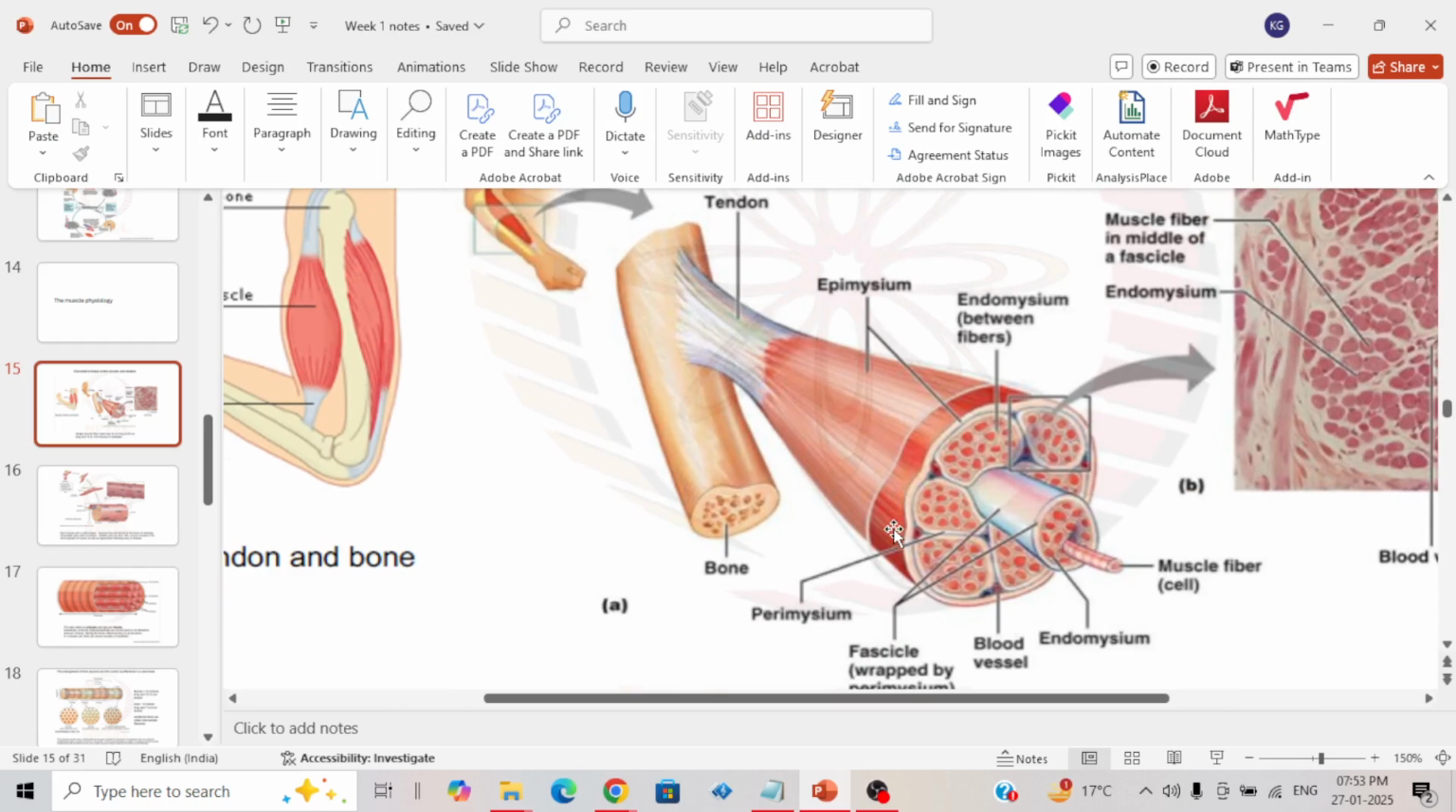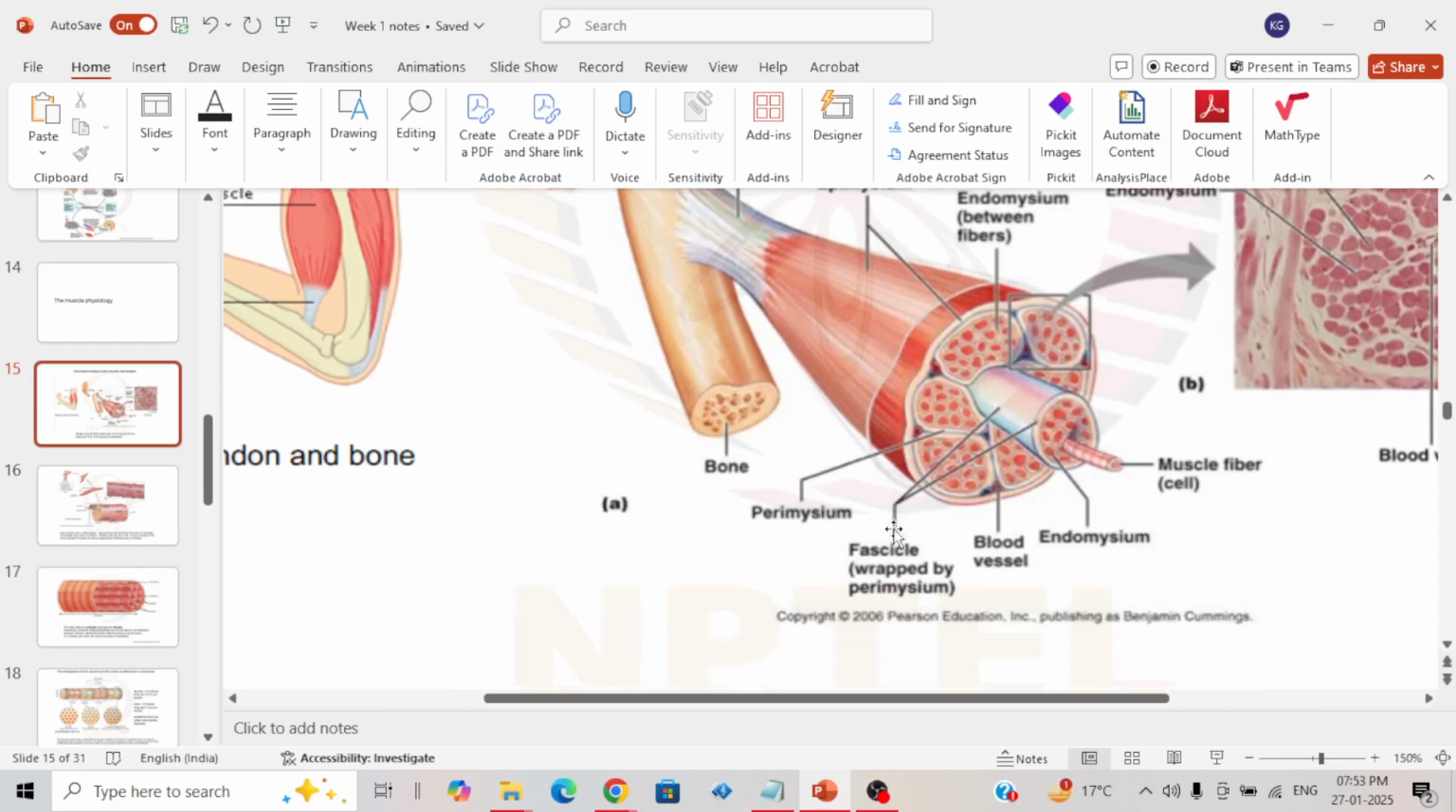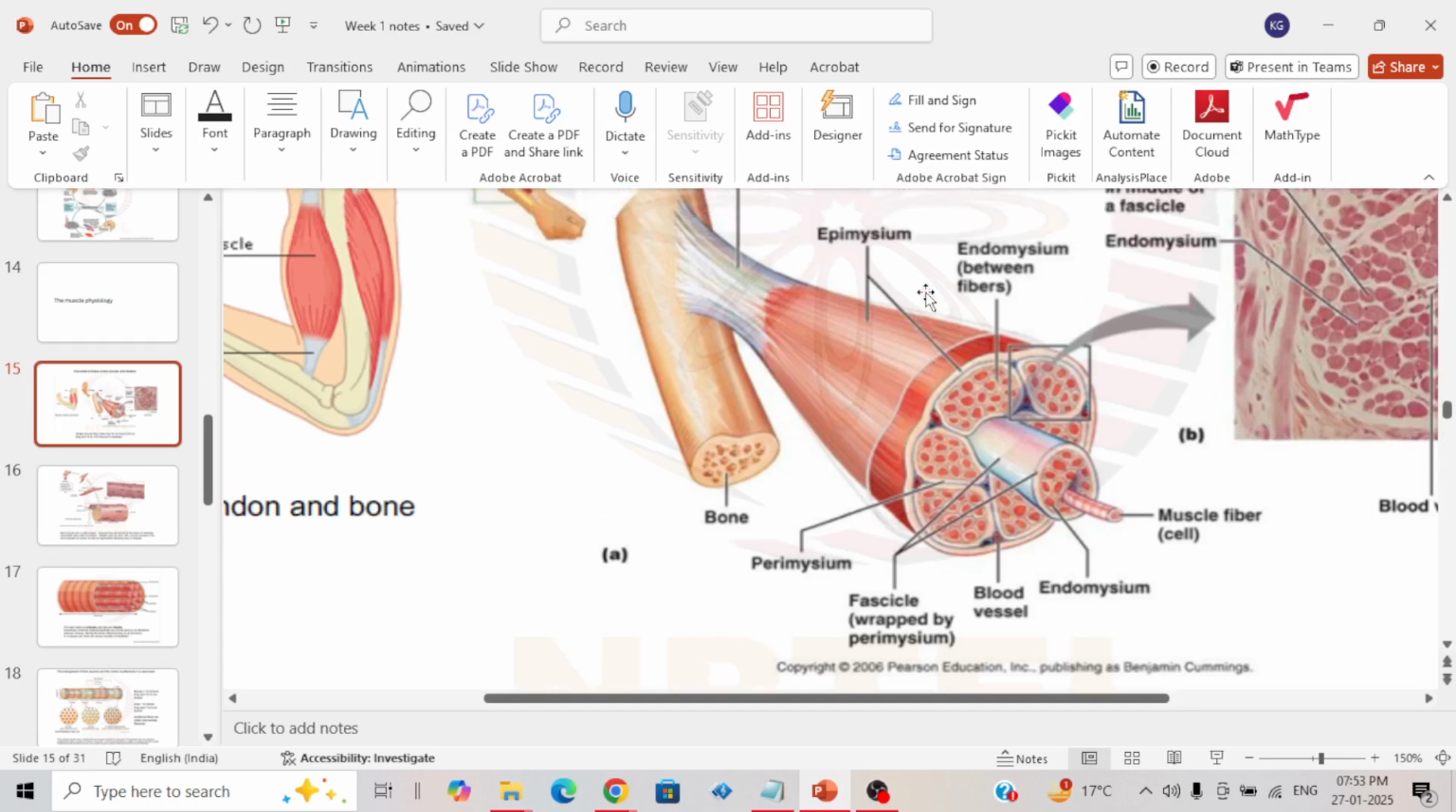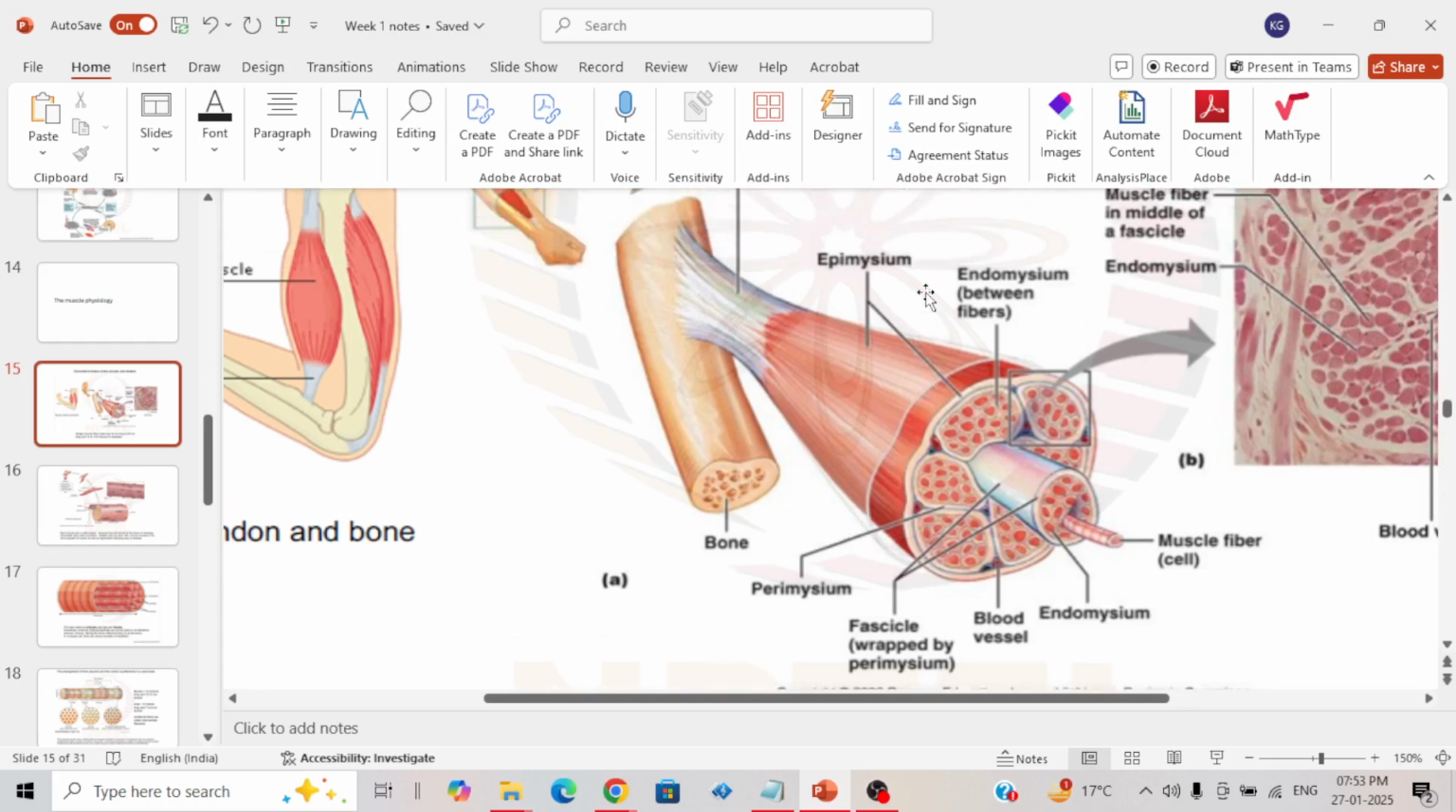Are you able to see? This is the fascicle, and this layer that is covering is perimysium, wrapped by perimysium. Okay, and the one which is covering the muscle fiber is endomysium, and the one which is covering the whole muscle is epimysium, sorry.